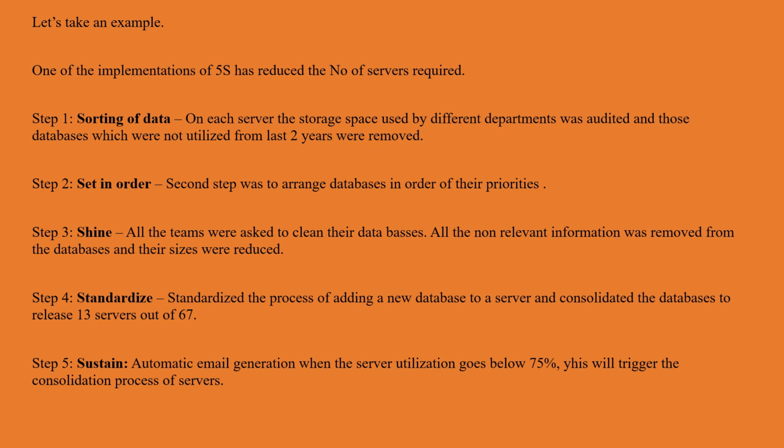Sustain. How did the team sustain this particular initiative? Whenever the server utilization goes below 75%, the team used to receive an automated email. This would trigger the consolidation process of the servers again, and whenever the utilization goes below 75%, the team would try and consolidate these servers and they would not buy a new server to put a new database. They would always try and accommodate new databases on the existing servers itself.